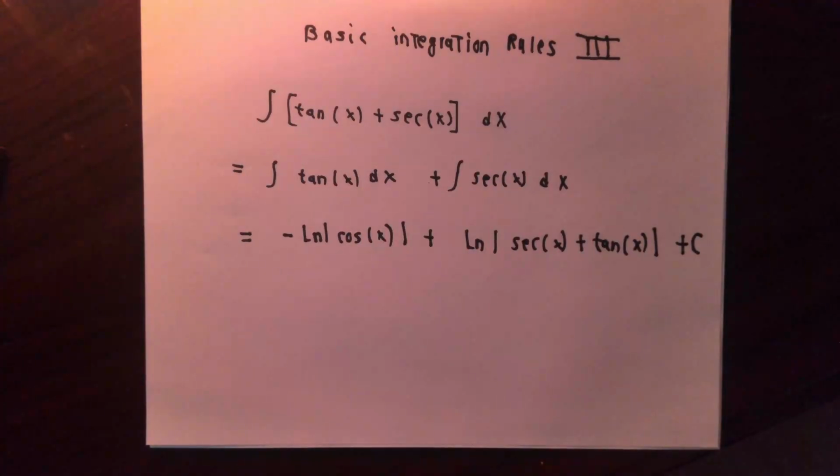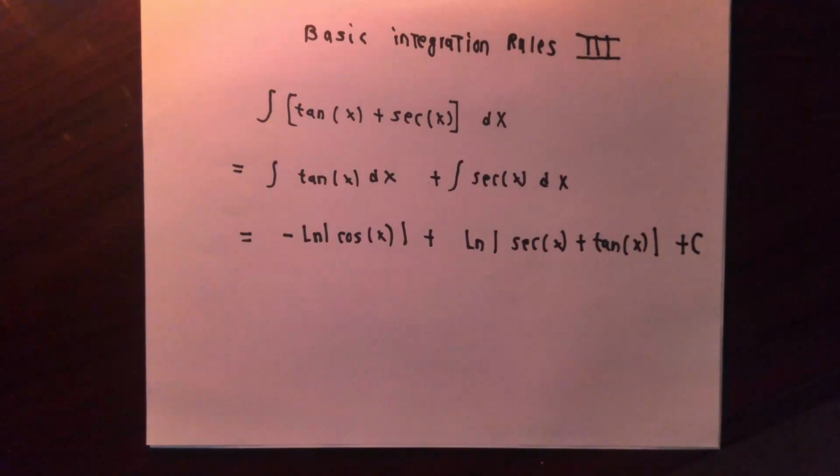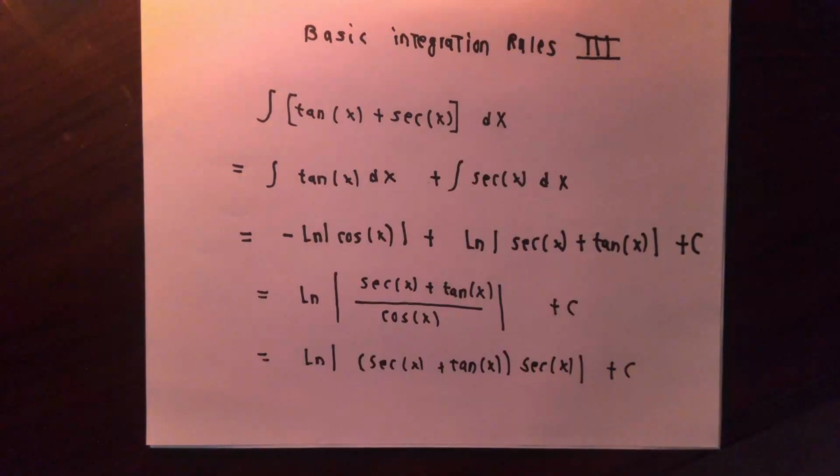Notice that if I felt like it, I could use properties of logarithms to further simplify this. I have the logarithm of something minus the logarithm of something else. I could write that as the logarithm of a fraction. And since 1 over cosine is secant, if I wanted to, I could write my final answer in this form. For mercenary purposes, any one of these three is a perfectly acceptable answer.